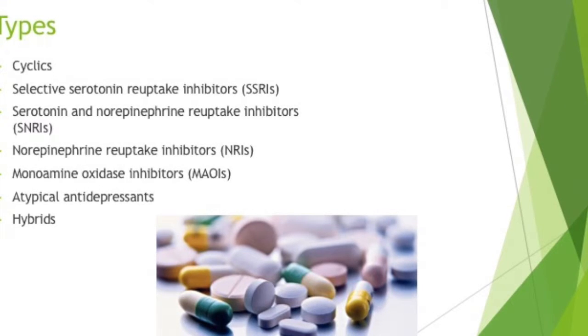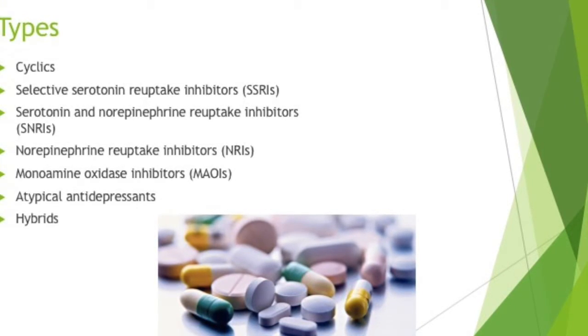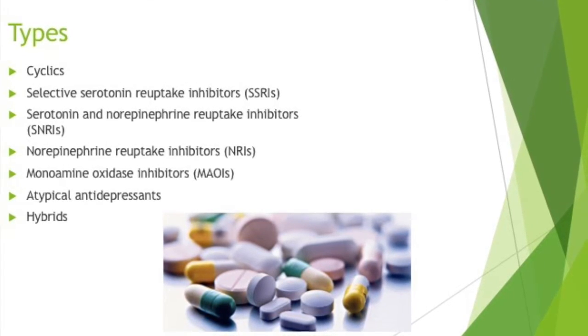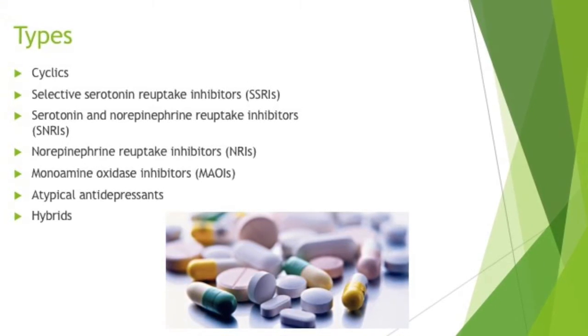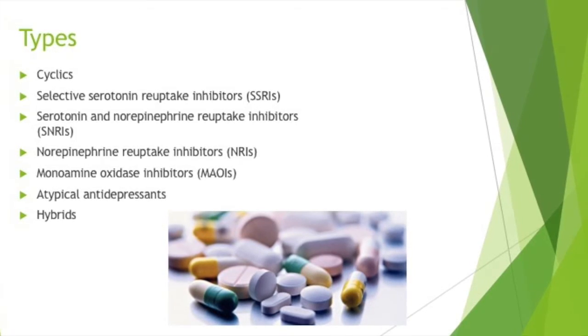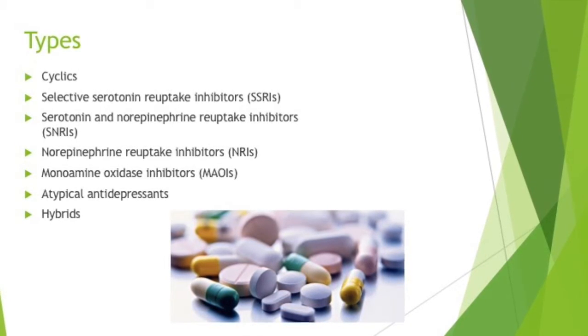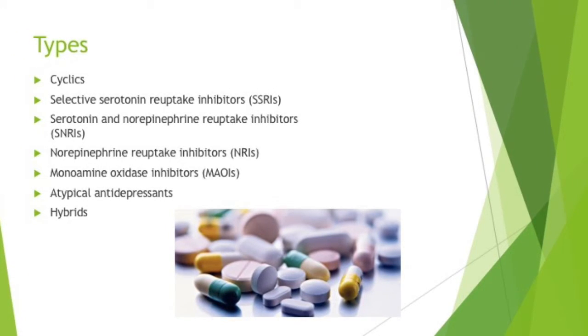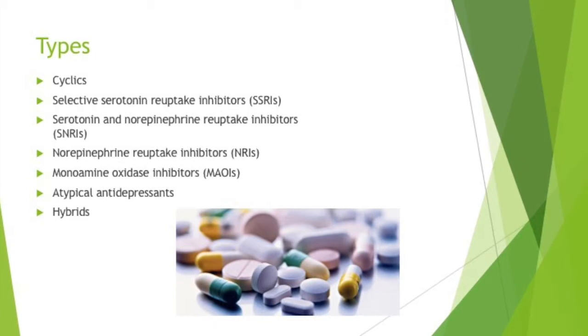There are various types of antidepressants, including cyclics, selective serotonin reuptake inhibitors, serotonin and norepinephrine reuptake inhibitors, norepinephrine reuptake inhibitors, monoamine oxidase inhibitors, atypical antidepressants, and hybrids.